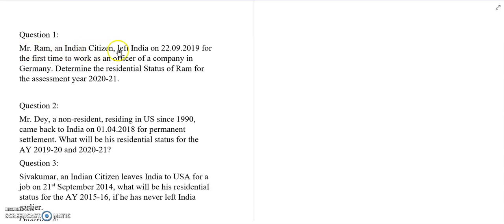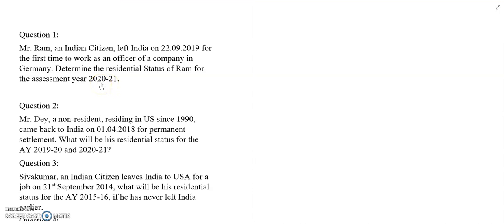Mr. Ram, an Indian citizen, left India on 22 September for the first time to work as an officer of a company in Germany. Determine the residential status of Ram for the assessment year 2021. So, in that question, you are asked to find out the residential status of Ram, who is an individual, and we know that determination of residential status of an individual is explained in section 6 subsection 1 of Income Tax Act 1961 for the assessment year 2021.